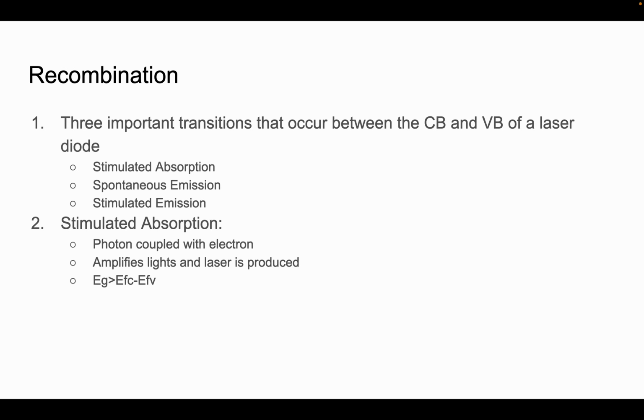So for the case where stimulated absorption is dominant in a semiconductor, the main prerequisite is that the energy gap should be more than the difference between the energy of the Fermi conduction band and the energy of the Fermi valence band. And to separate the Fermi conduction and the Fermi valence levels, we just have to pump in energy in the form of electrical current. And that's basically how this diode functions.